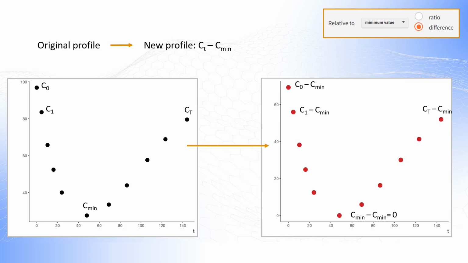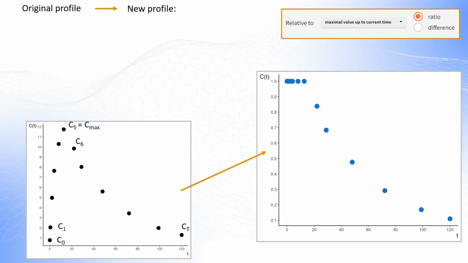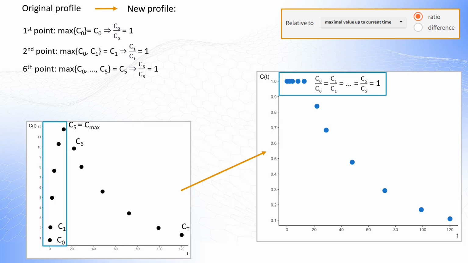When calculating a new profile by dividing by the maximum value up to current time, the calculation refers to the maximum value that is re-evaluated per time step. The calculation looks as follows. At time point 1, a single value is available. This value is therefore the maximum value, so C0 is divided by C0. At time point 2, we already have two available values, C0 and C1. In this example, C1 is the maximum between these two values, therefore C1 is divided by C1.